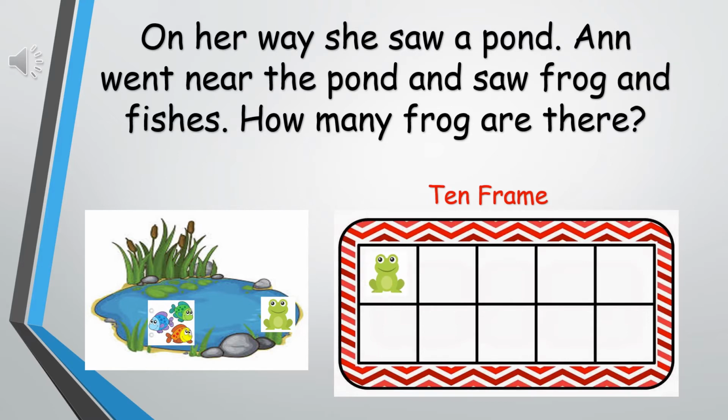On her way, she saw a pond and went near the pond and saw frog and fishes. How many frogs are there? Can you tell, children? Yes, good job. There is only one frog in the pond. Let's see how do we represent number 1 using 10 frame.